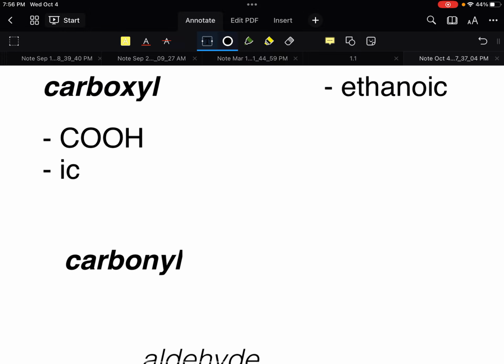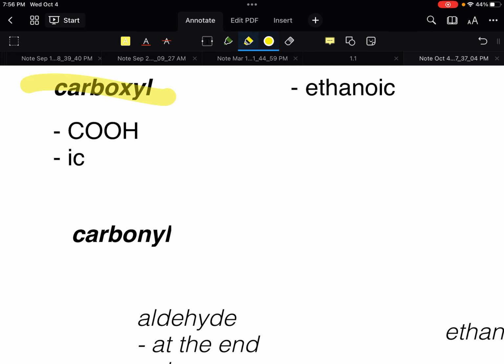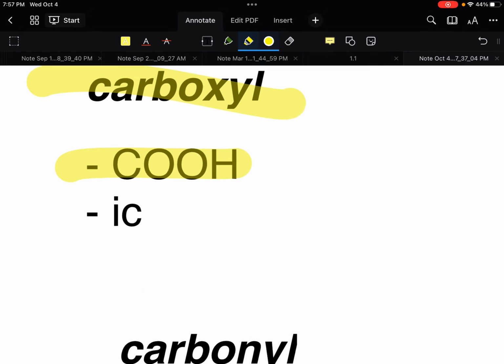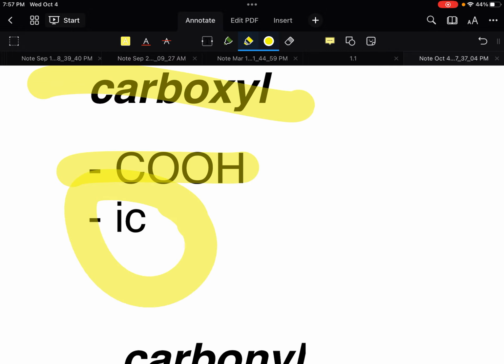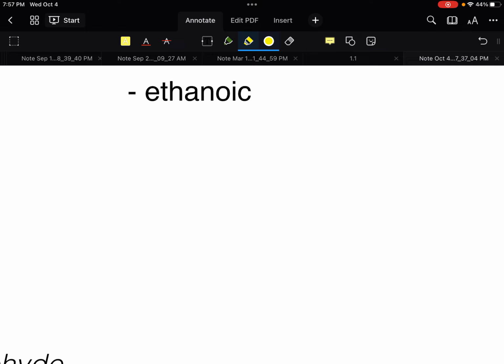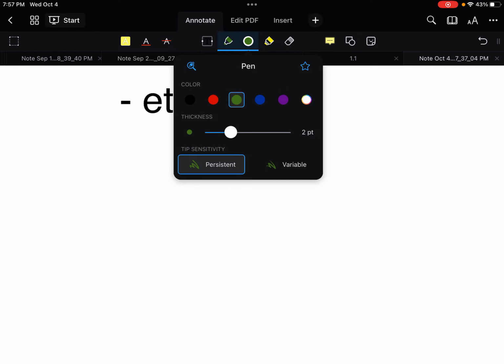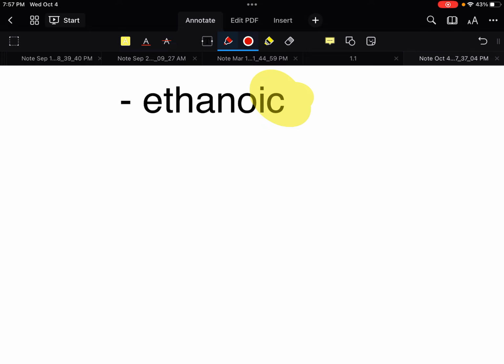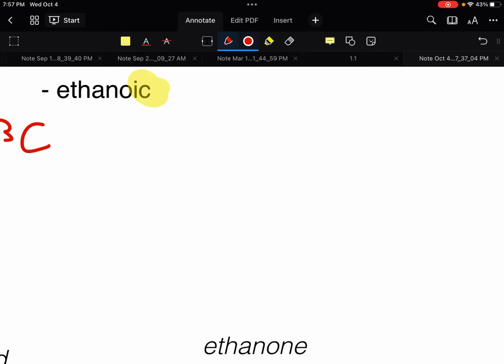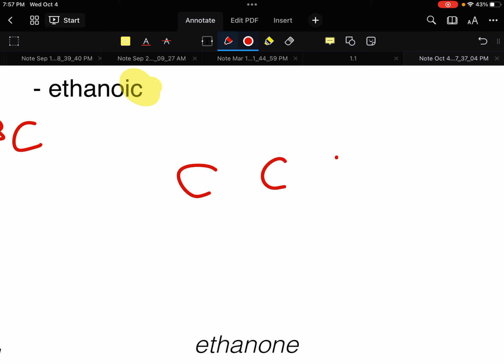So carboxyl groups, it's a COOH, and you can identify a carboxyl group if it ends in IC. A good example is ethanoic; we see that it ends in IC, so we know it's going to be a carboxyl group. And so let's do this one together. So ethanoic is 3 carbons, and if we draw the hydrocarbon, it'll be 3 carbons. So 1, 2, 3. Right, and let's decorate it with hydrogens.